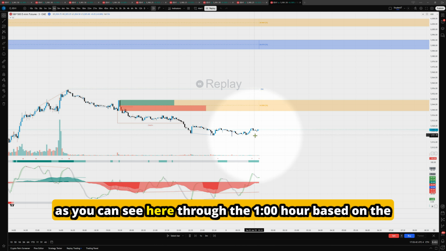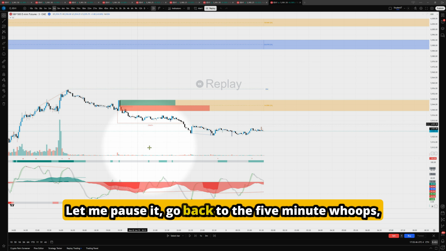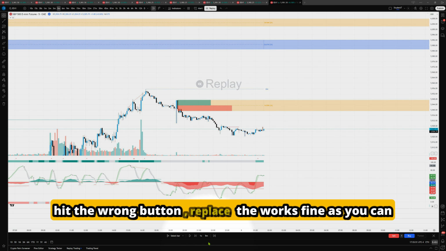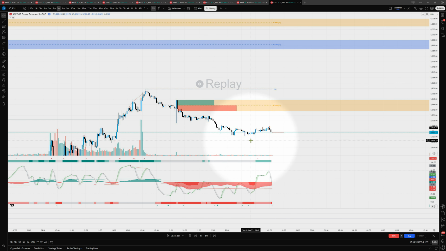As you can see here through the 1 o'clock hour, based on the 3-minute, here, let me pause it, go back to the 5-minute. Whoops, hit the wrong button. Replay still works fine. As you can see here, again, a little bit of oscillation up, creating that basis at 1 o'clock in the morning.